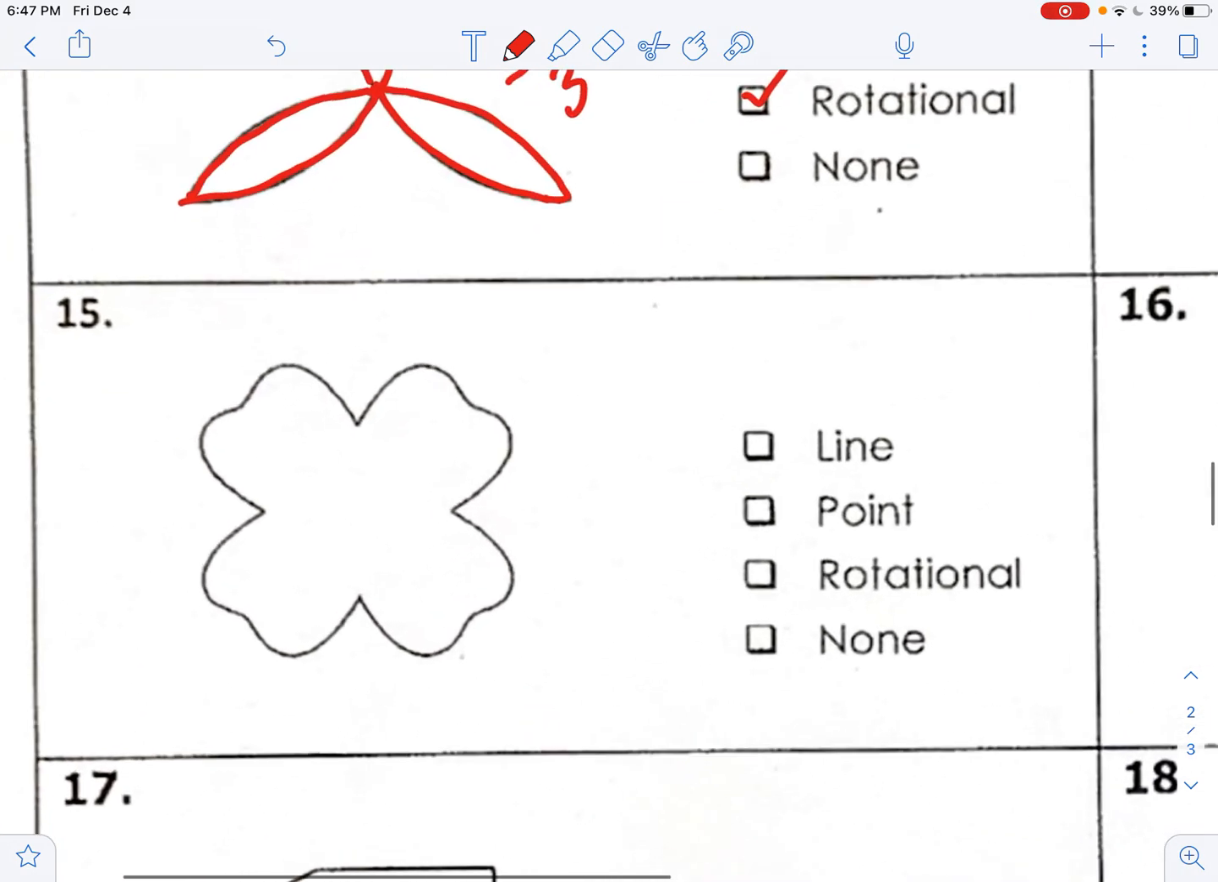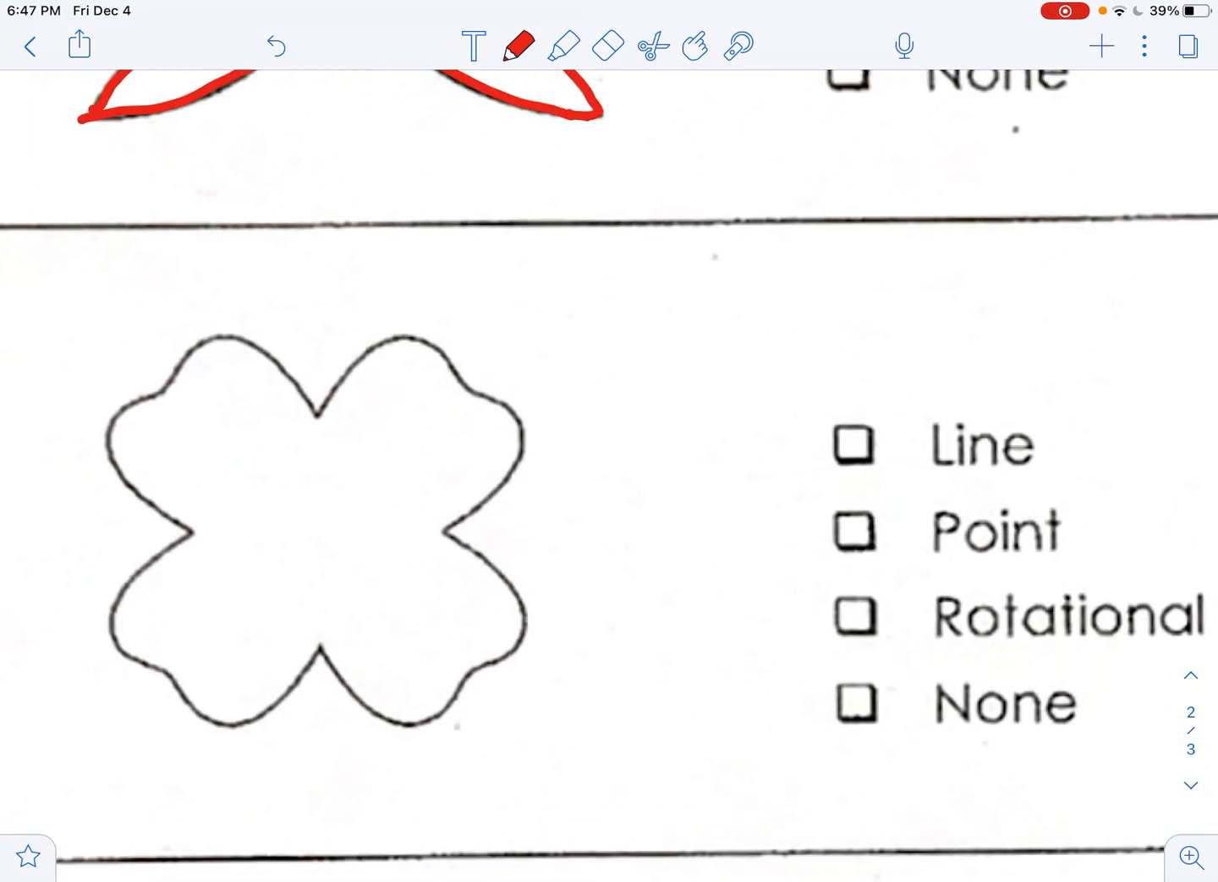And then the 4-leaf clover, same idea. I've got these 4 leaves of my clover. I could spin this and get the same shape. So I could spin it, let's see, 360 degrees divided by the 4 leaves of the clover, 90 degrees of rotational symmetry.